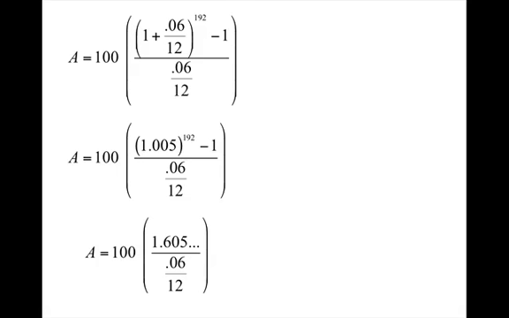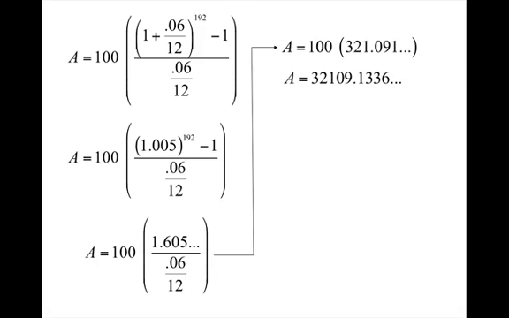Now I need to take that 1.605, leave it in your calculator, and I need to divide by 0.06 divided by 12. This is where you have to use the parentheses. So you divide by, open up a parenthesis, and then type 0.06 divided by 12 and close the parenthesis, and then hit equals. And when you do that, you get 321.091, and that decimal continues on. Now with that decimal in your calculator, you multiply by 100, and that gave us the 32,109.1336.